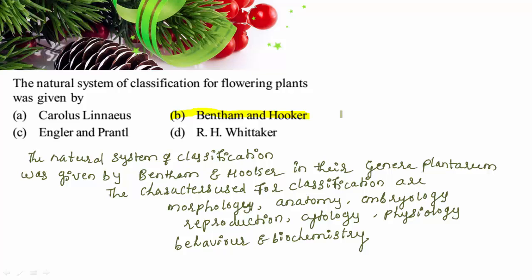The characters used for the classification by Bentham and Hooker: morphology, that means external appearance of the plants; anatomy, internal structure; embryology, early developmental stages; method of reproduction; cytology, cell structure; physiology, functioning; behavior, as well as biochemistry. So these are the characters selected by Bentham and Hooker to propose the natural systems of classification, which is widely used for plant classification. The next question.